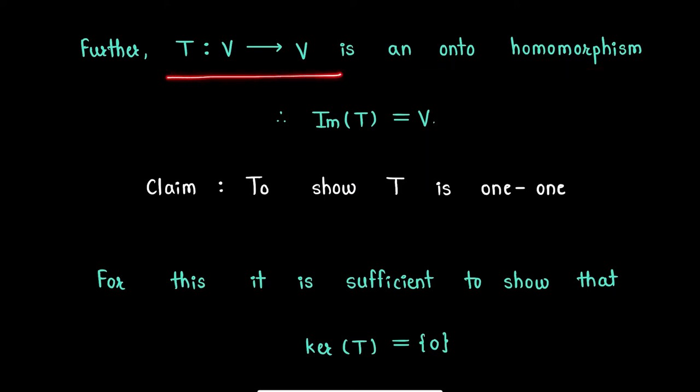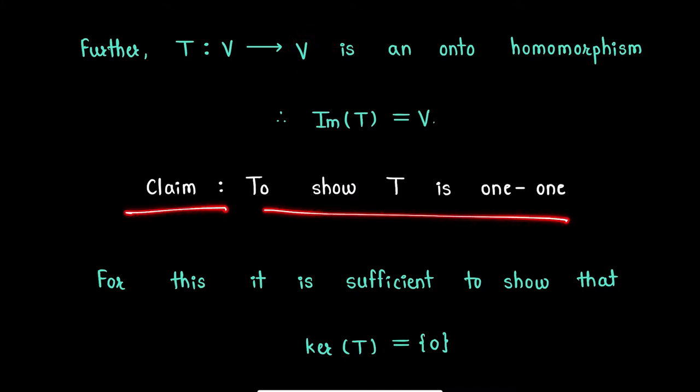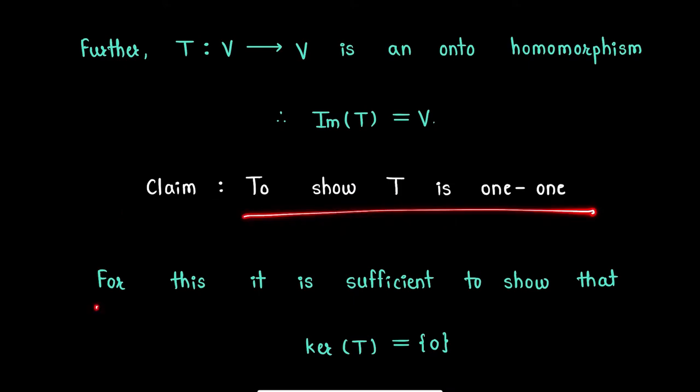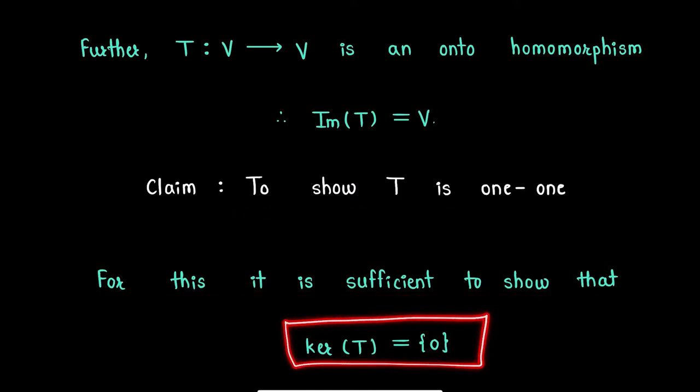Now since T is onto, the image of T will be equal to vector space V. Our claim is to show that T is 1-1, that is, T is injective. To show T is 1-1, it is sufficient to show that the kernel of T is the singleton zero vector.